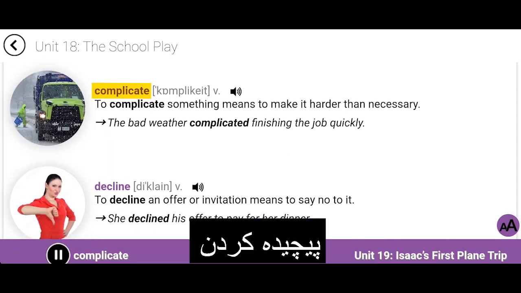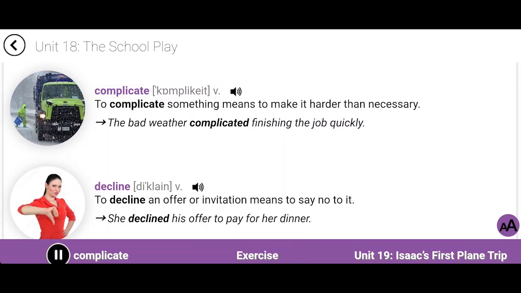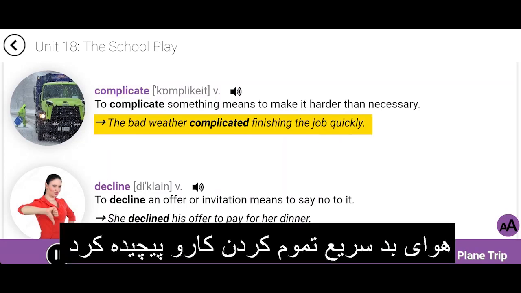Complicate. To complicate something means to make it harder than necessary. The bad weather complicated finishing the job quickly.